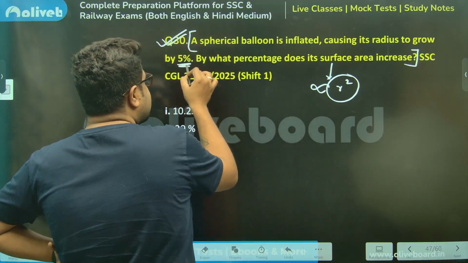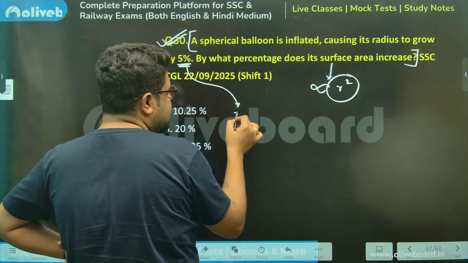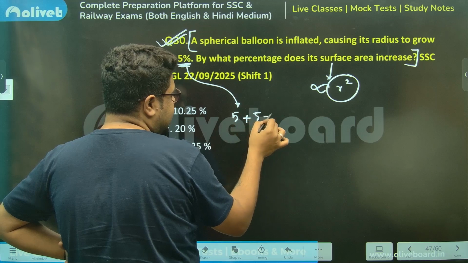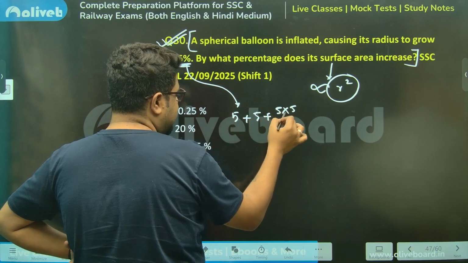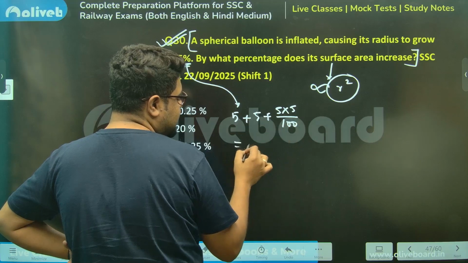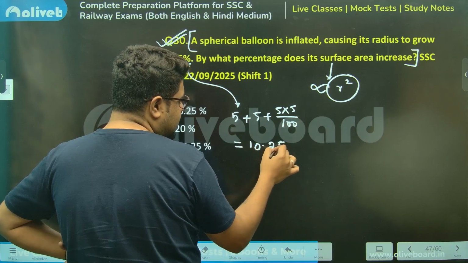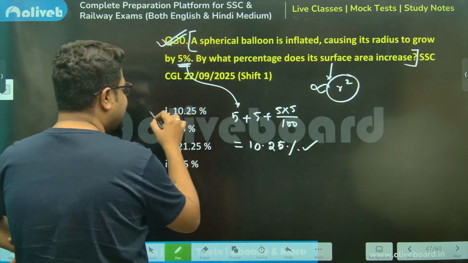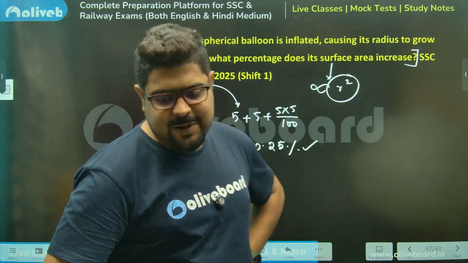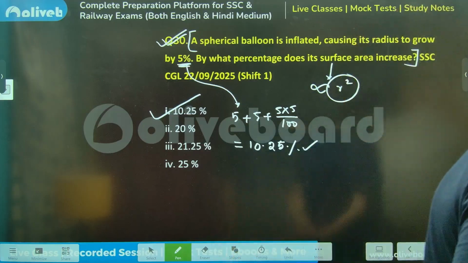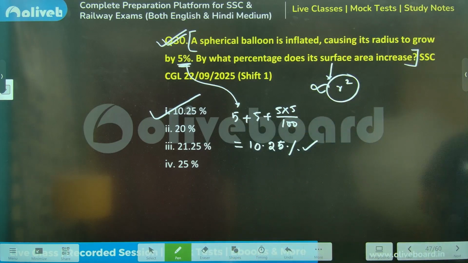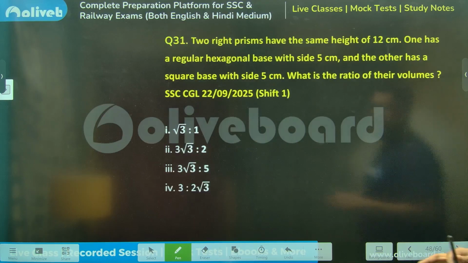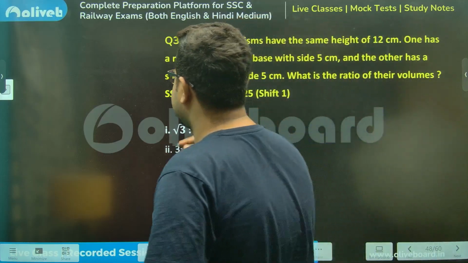So r increases by 5%. So r square will increase by 5 plus 5 plus 5 into 5 by 100. If you do this, you should not actually need to do this question. You should know this by heart. 5% twice is 10.25%. Again, it was a 10-seconder. I would argue it should not even take you 10 seconds.